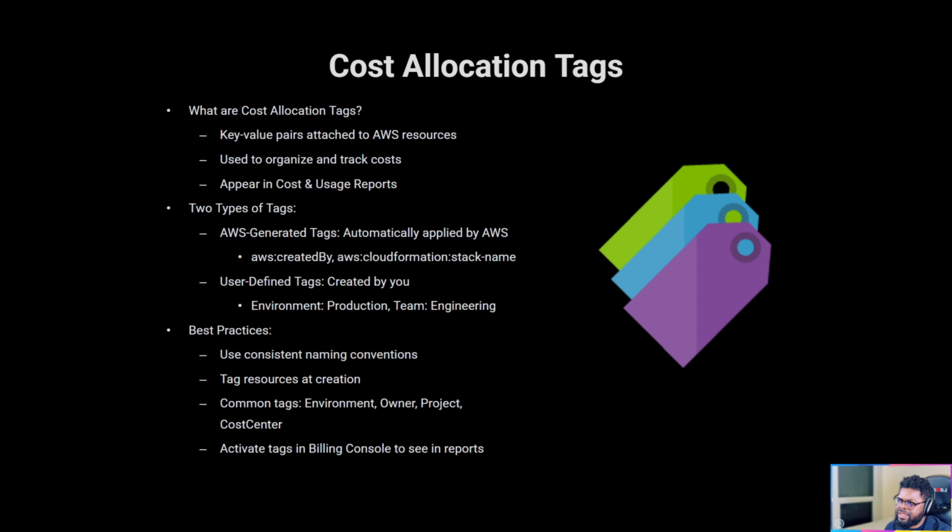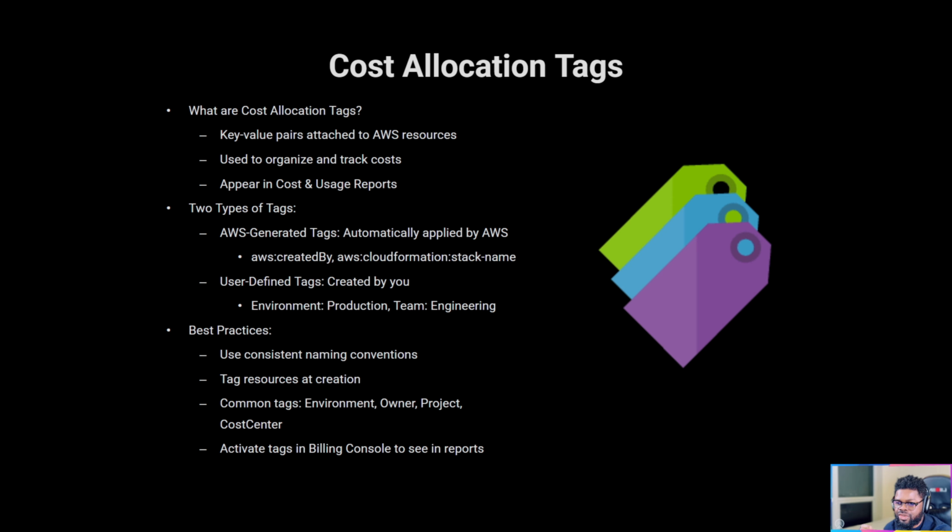There are two types: AWS generated, which you see start with aws, and user, where obviously you can define your own tags. It just depends on the grouping you want, whether you want to group by environment, production, dev, QA, whatever environment you have, or break down by team to see if this is engineering or this is sales, and see which team is spending the most money. Best practice is to use a consistent naming convention and tag resources when you create them. That's why in some organizations there's a tagging strategy, with minimum tags that you must have, because those tags are important to track the cost.